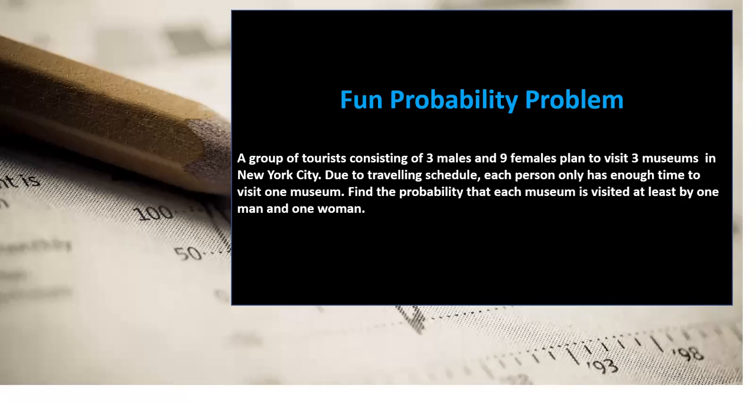So it's a group of tourists consisting of 3 males and 9 females. They plan to visit 3 museums, right? And due to time constraints, each person only has enough time to visit 1 museum. So I want to find the probability that, at the end of the tour, we find out that each museum is visited by at least 1 man and 1 woman.